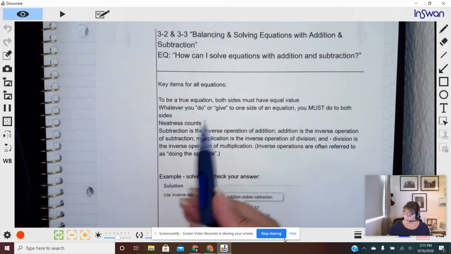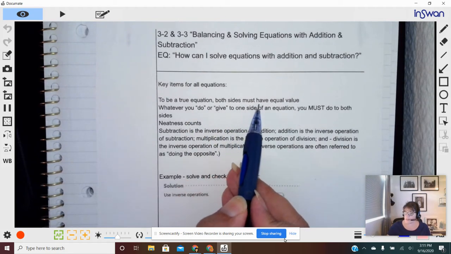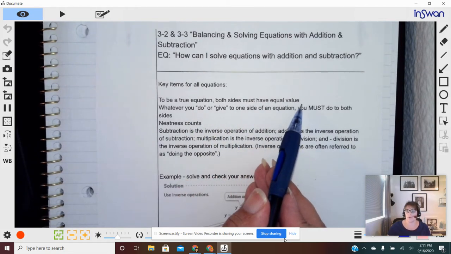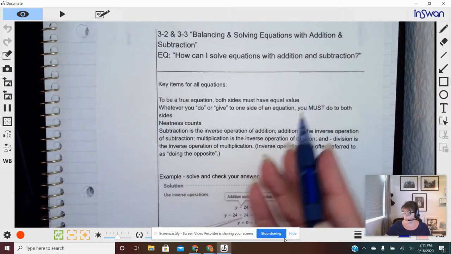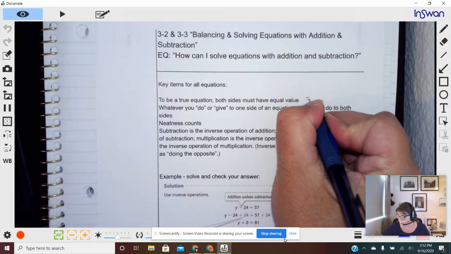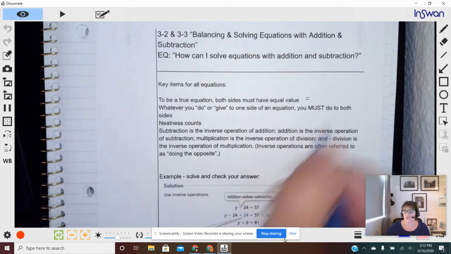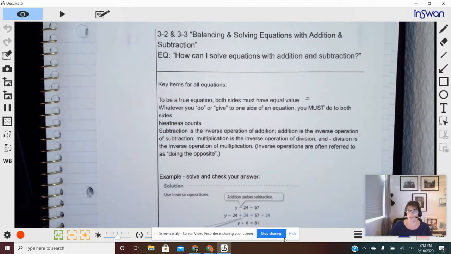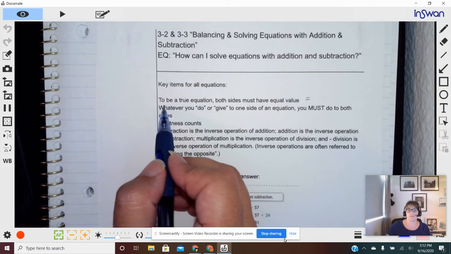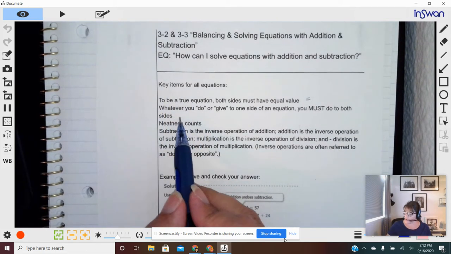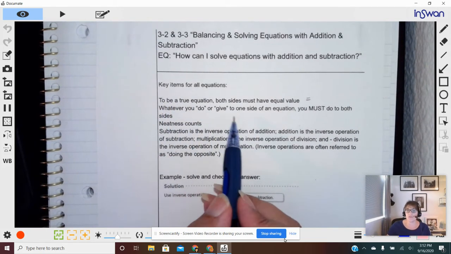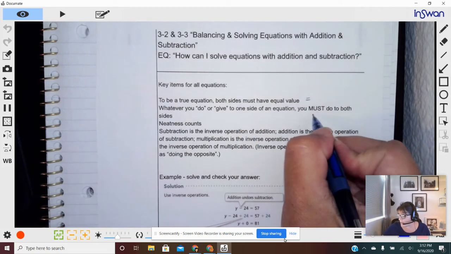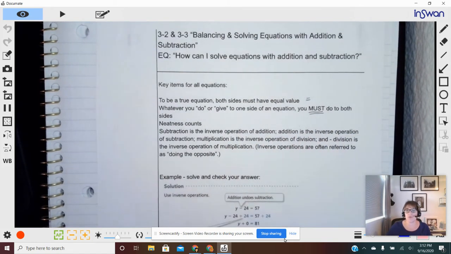Okay, a couple items I wanted to go over that are just really key to begin. In order to be a true equation, both sides must have equal value. Now, if it says it's an equation and it shows you an equal sign, we're going to assume that they're equal unless we prove differently. That's what we learned yesterday. Now, whatever you do to one side of the equation, you must do to both sides.